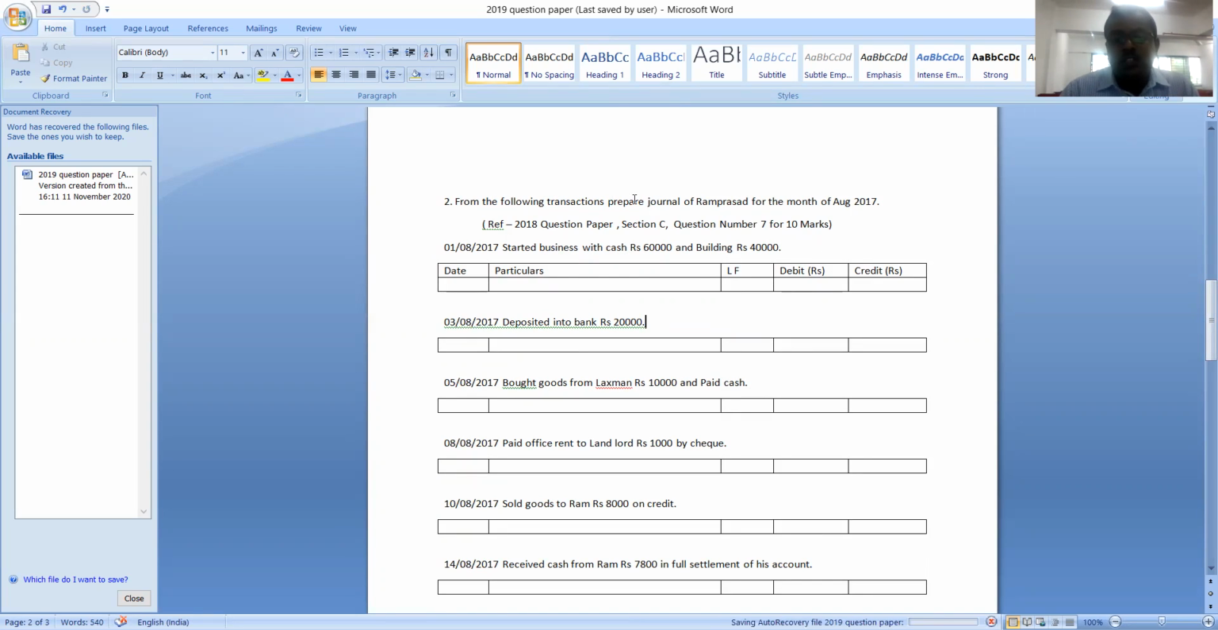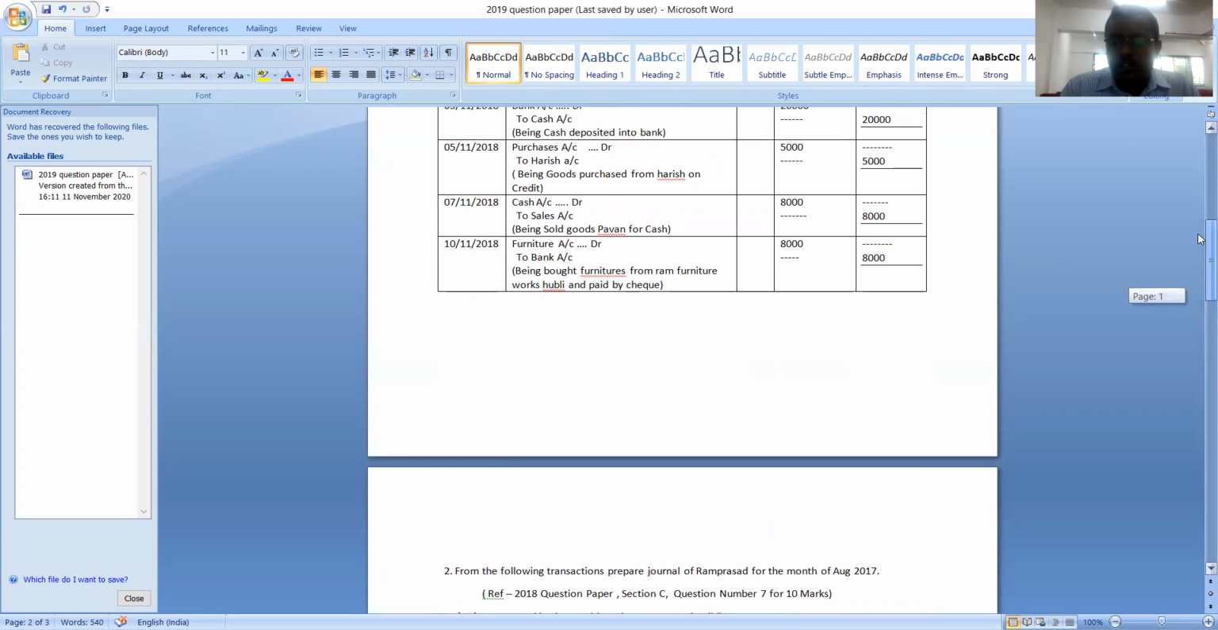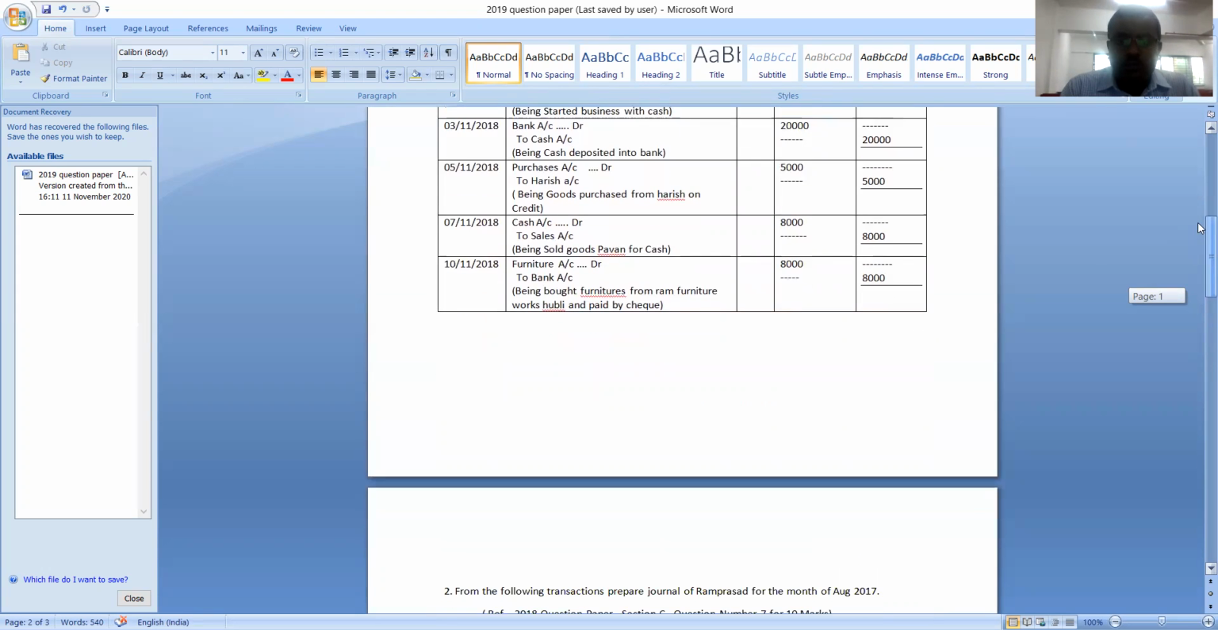Question is: from the following transactions, prepare the journal of Ram Prasad for the month of August 2017. Reference is the 2018 question paper, Section C, question number 7, and it appeared for 10 marks. There are around 10 to 11 transactions in that question. Here I have taken each of the transactions separately and will pass the journal entries. But in the end, you people have to write this problem in this particular format in your fair book.